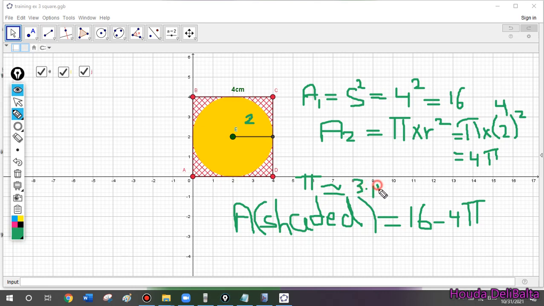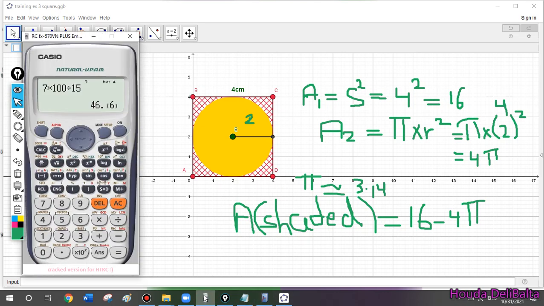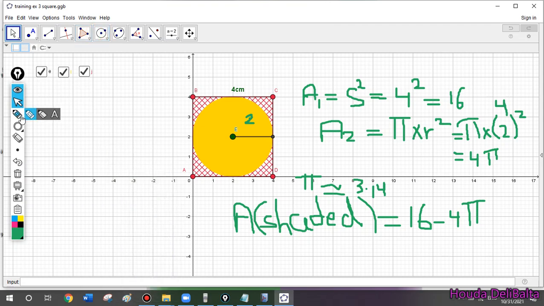Now, if pi is given, like sometimes we need it, it's approximately 3.14, and we can calculate the area using the calculator. It is 16 minus 4 times 3.14, and thus we get the answer, which is 3.44. So the area of that shaded region is 3.44 centimeters squared, since all the measurements are in centimeters.